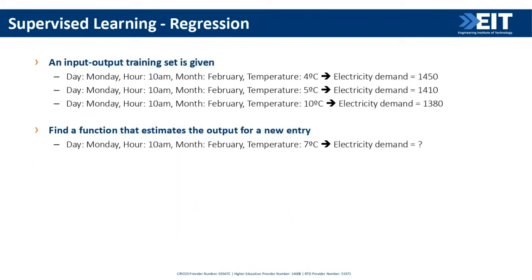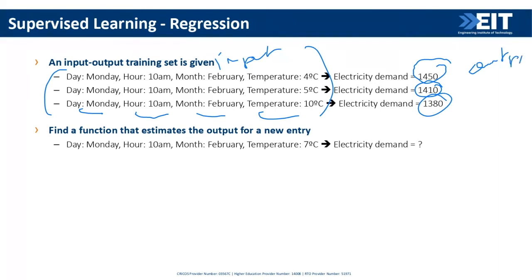The other part is called regression. It's also in supervised learning. Regression is where the output is not a label, like man, woman, sad, happy. No, it's a value. An example, we want to predict electricity demand given the day, the hour, the month, and the temperature outside. Once again, we train the machine. We give it examples. These are the inputs. These are the outputs. We train it, and now we can ask the machine, if it's Monday, 10 a.m. in February, temperature is 7 degrees Celsius, what is the electricity demand? So this is, in this case, a regression. We learn to predict a value that's somewhere between a minimum and a maximum. Okay?